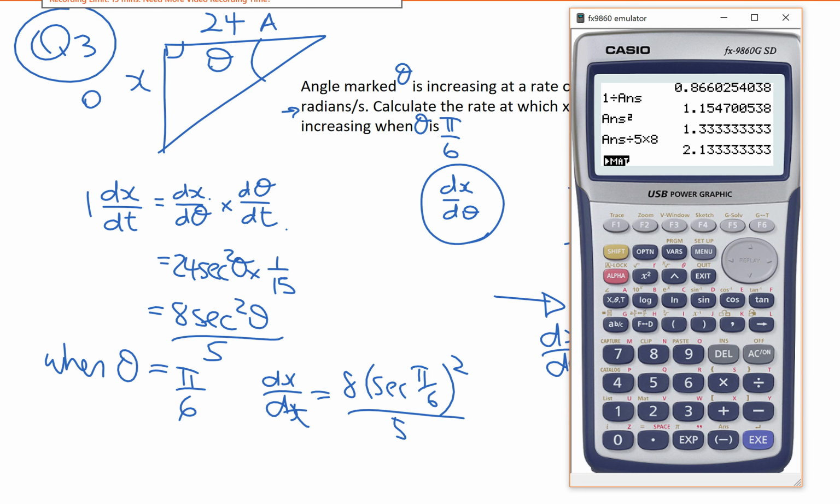What do you get? You get 2.13 recurring. Okay. Happy with that? Which apparently is the answer. Yeah? Happy?